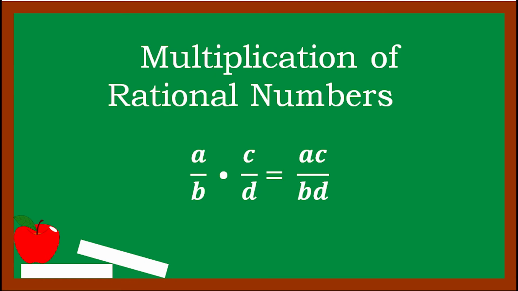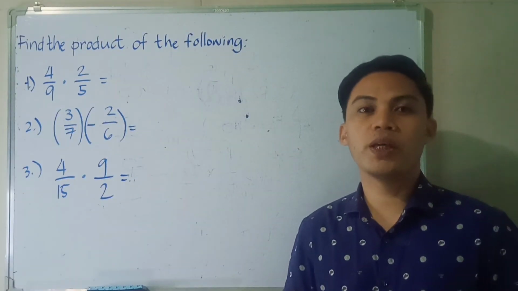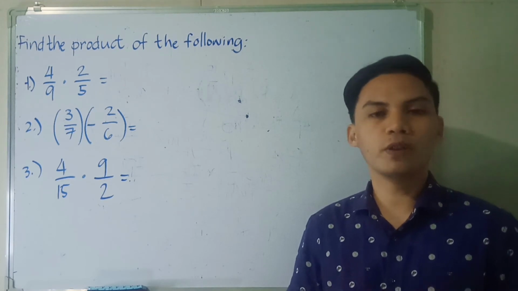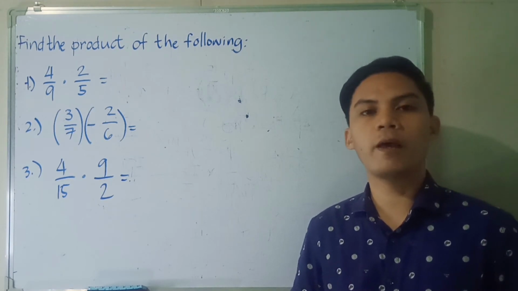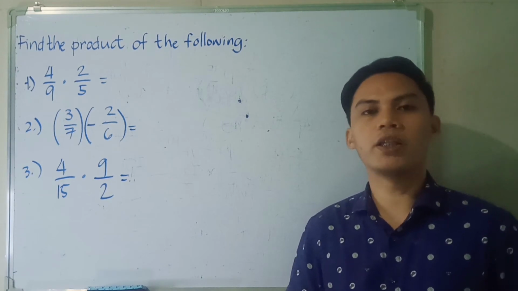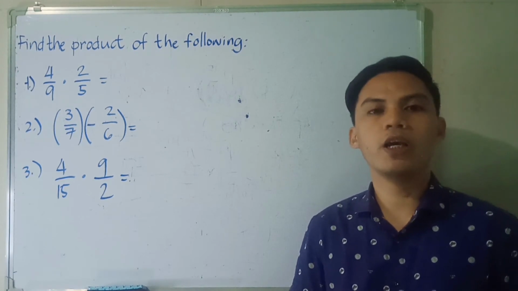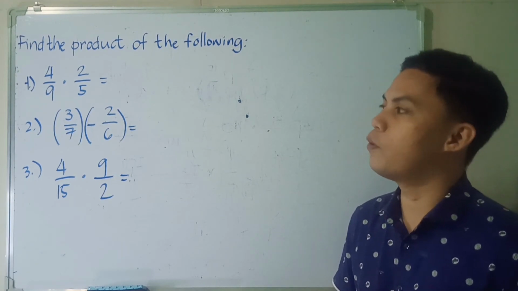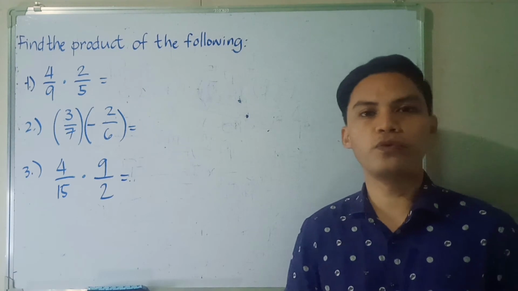Now, let's proceed with the multiplication. So, the form of the multiplication, we have A over B times C over D is equal to AC over BD. Now, let's proceed with the third fundamental operation, which is multiplication. So, in multiplication, all we need to do is to multiply the numerators, multiply the denominators, then simplify to lowest terms. Okay. So, we have here example number 1, we have 4 over 9 times 2/5.